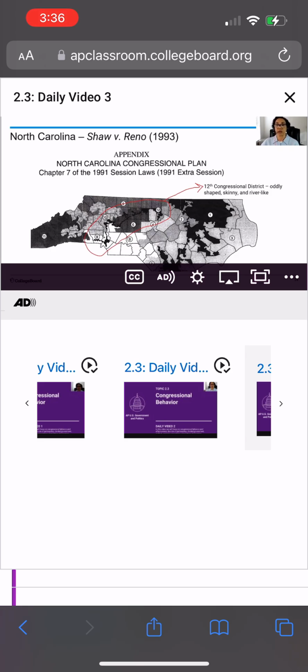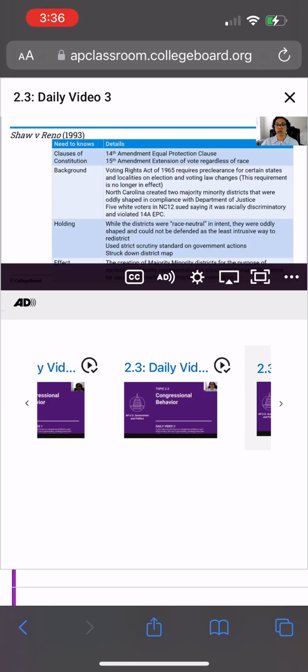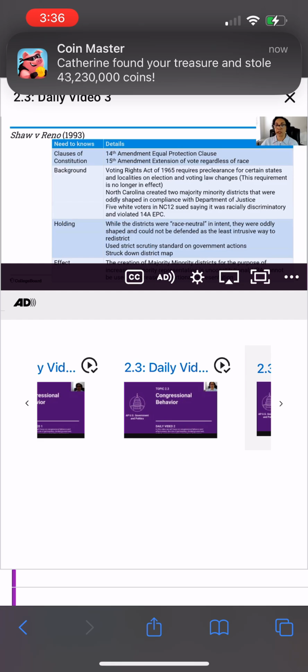But in this particular case, the case was made by white voters in District 12 that their rights had been violated under the Equal Protection Clause, and that the creation of these minority districts was in effect discriminatory against them. What the court found was, okay, the districts look race neutral, but the shape of them is very questionable, and there could have been something else to do that was less intrusive in terms of redistricting. They said that the Voting Rights Act cannot be used to increase proportional representation, and pretty much that's the end of that preclearance requirement.